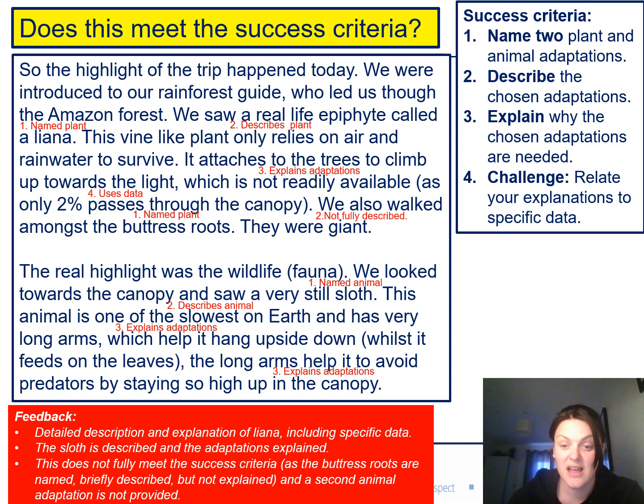Now, like I said, if you really want to challenge yourself, then you need to do some independent research. Get on Google, get on whatever, and actually look up some more information to help extend your writing.